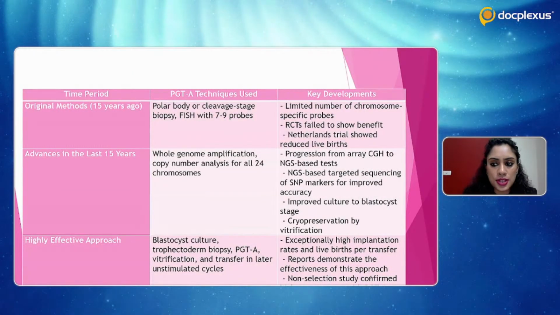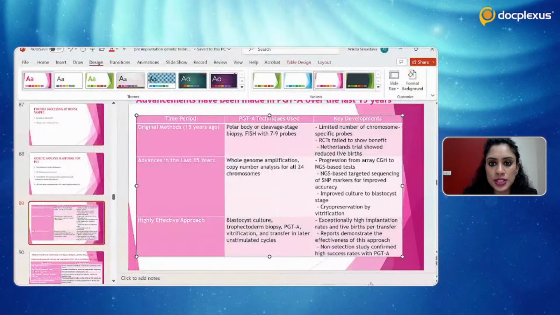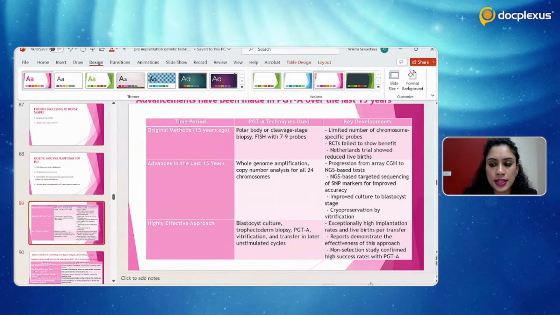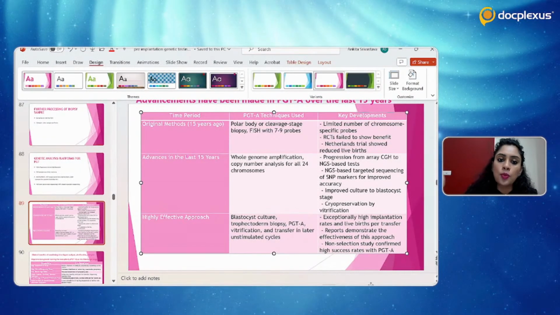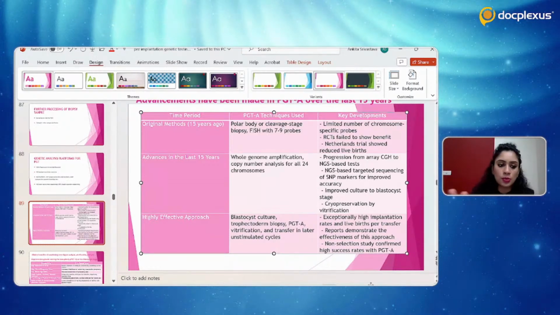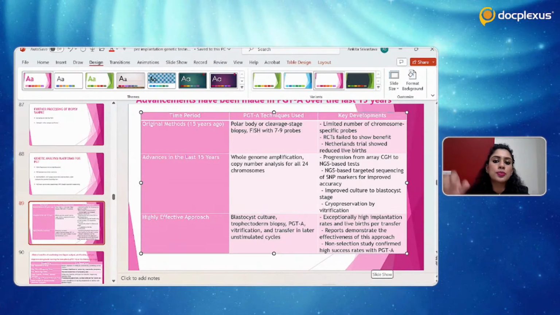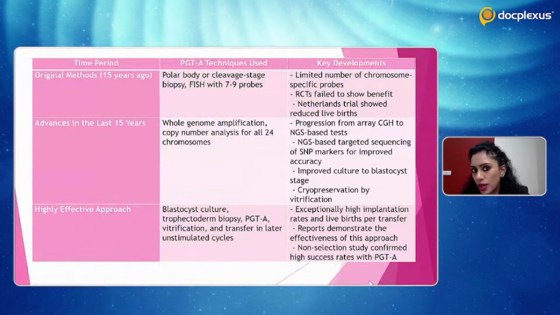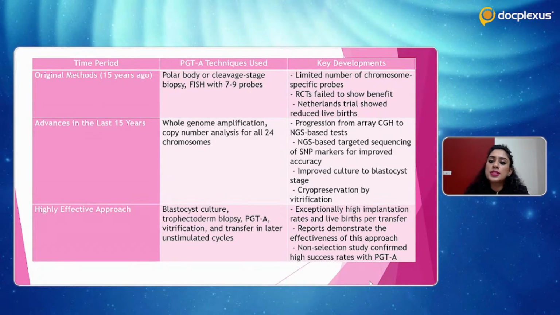Now, if I just tell you what PGTA techniques are used and what the key developments have been, what happened 15 years ago and what is happening now, what the advancements over the last 15 years are, let me tell you briefly. Earlier, about 15 years back, there was only polar body or cleavage stage biopsy. FISH was done with about 7 to 9 probes. So there was a limited number of chromosome-specific probes.